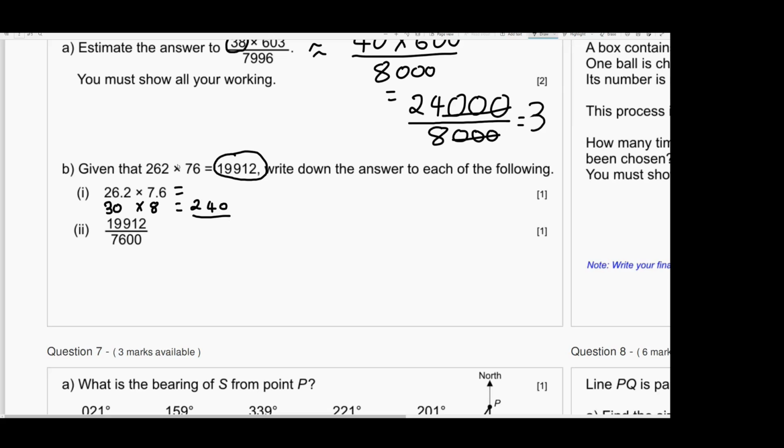So what we should get is 199.12, because that is the closest number I can make using all of the digits to the estimate of 240, okay?